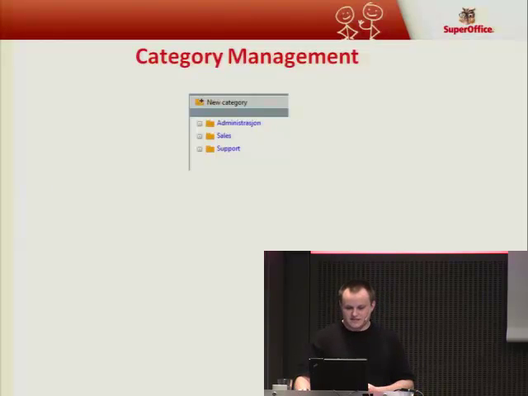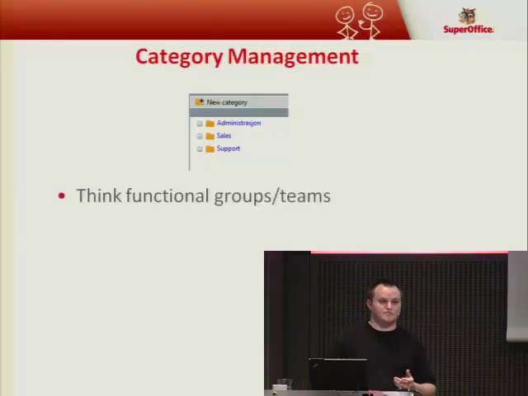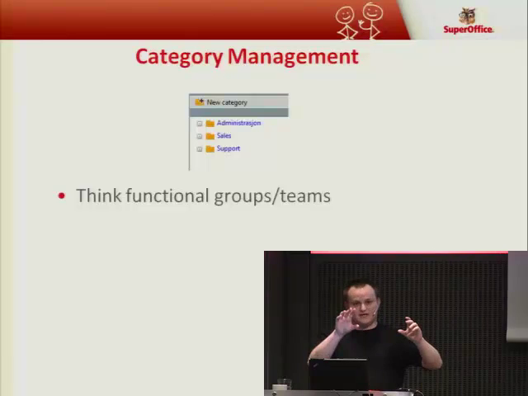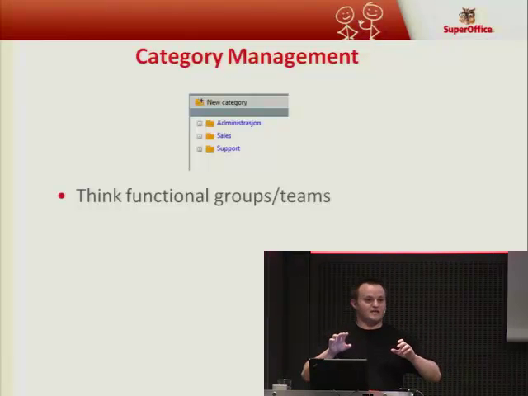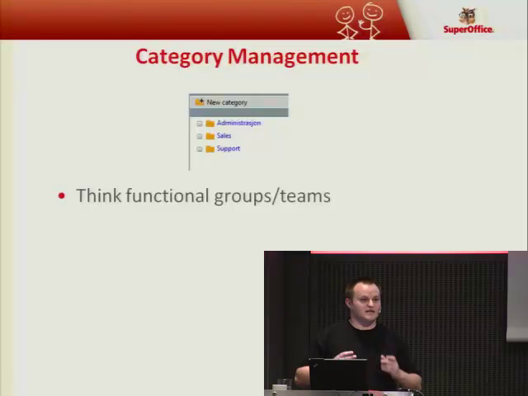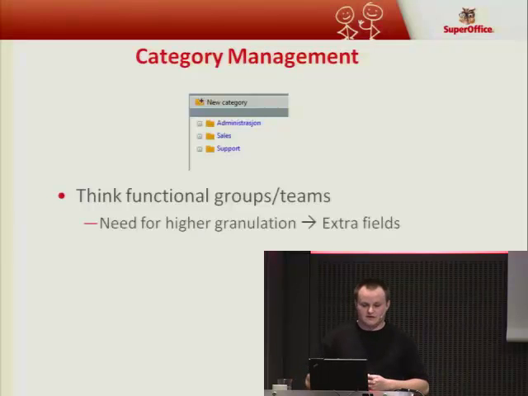Think of categories as functional groups, as a team. Don't think of it as a typical product, for instance, Microsoft, Windows, and then you have several other categories, Windows Server, Windows 9, Windows 7, Windows Server, and so on. Think about it as team-based, because if you need high granulation of it, you can use extra fields instead.